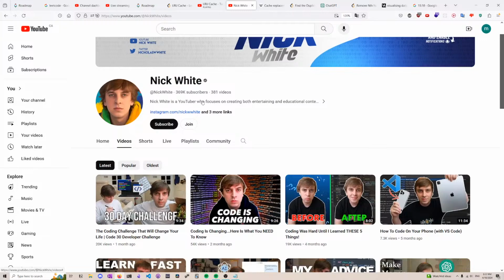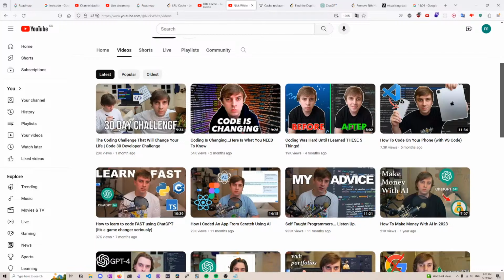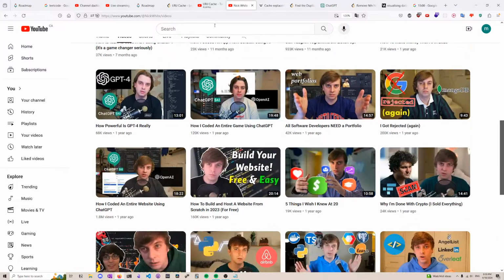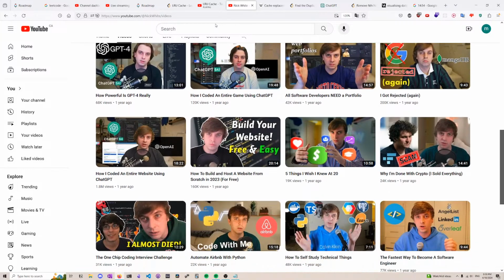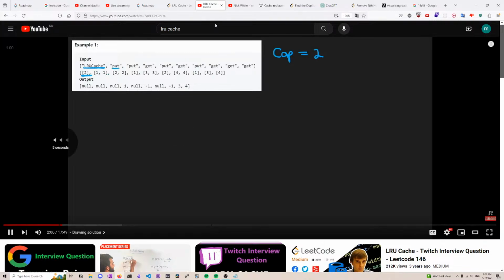So let's just look at the first example. So the input is 2. So that's something that we need to kind of remember, right? The capacity is 2 in this case. And the next operation is put. So we're putting a pair of 1, 1, key 1, value 1. And we're going to keep these kind of in order, right?